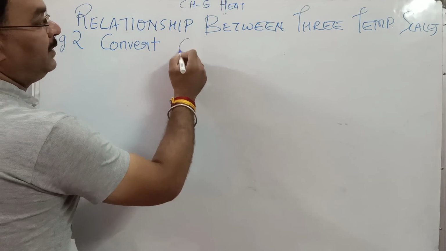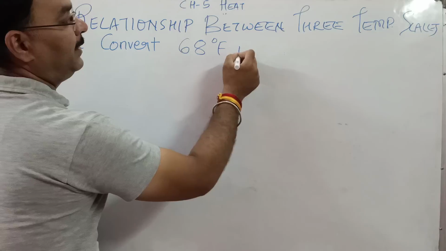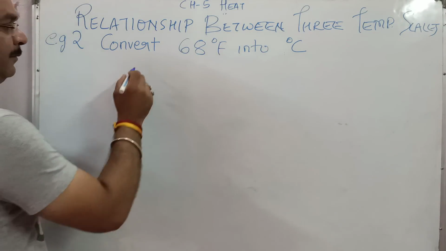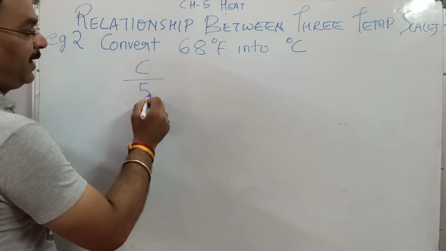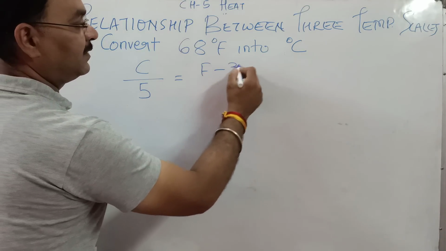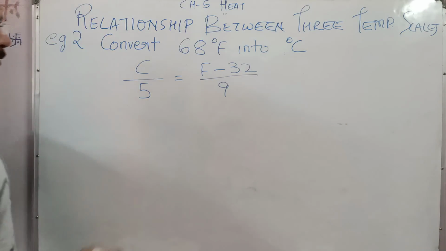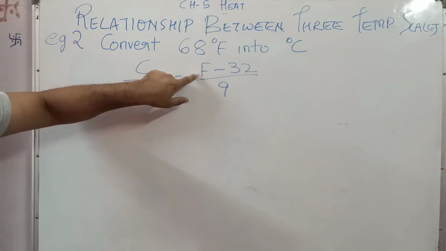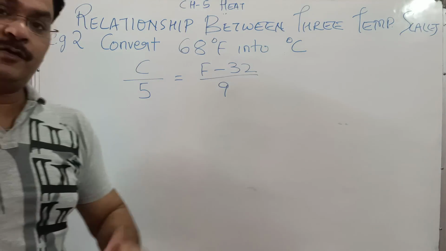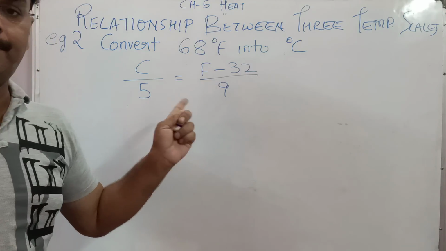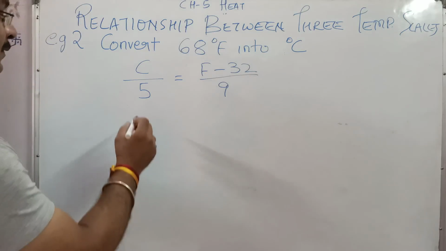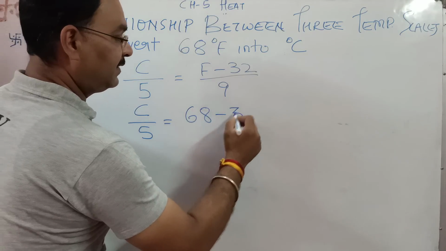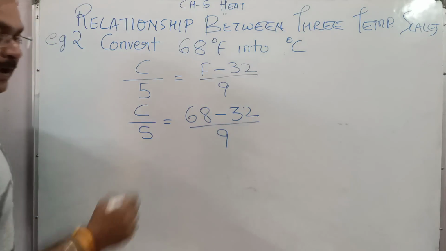Now, convert 68 degree Fahrenheit into degree Celsius. Again, using the same formula, C by 5 is equal to F minus 32 by 9. Now this time the temperature is given in Fahrenheit, so we will put the value at F. Remember students, you have to substitute the correct value at the correct place, otherwise you will not get the correct answer. So C by 5 is equal to 68 minus 32 divided by 9.